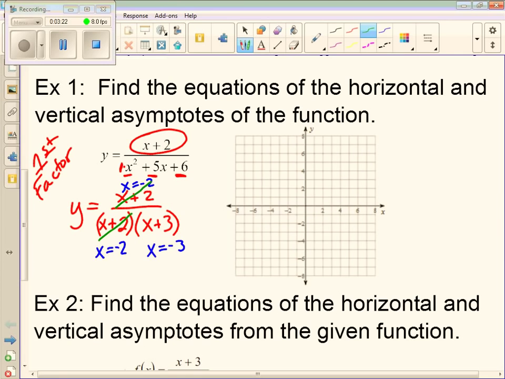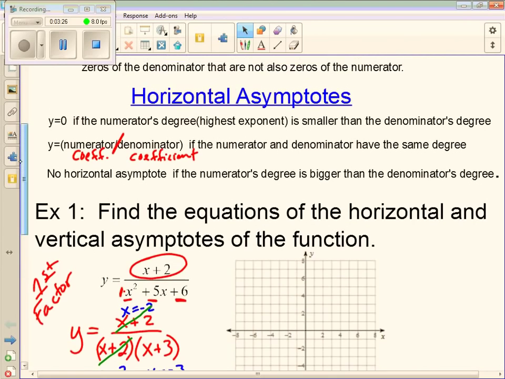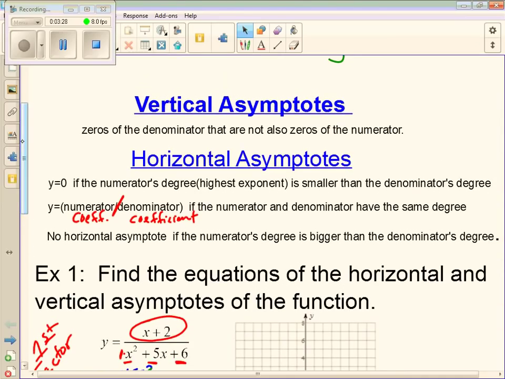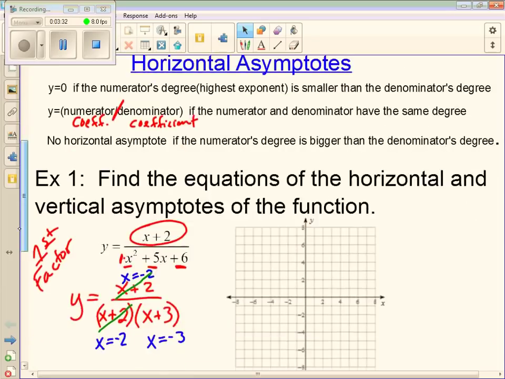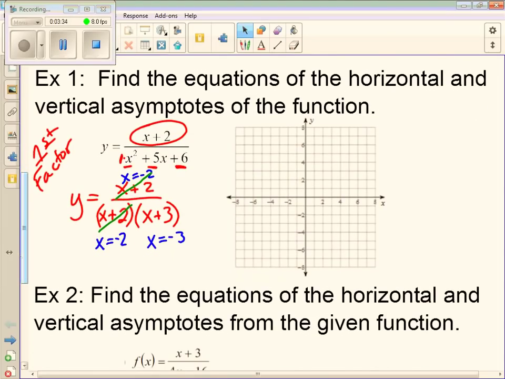So what I'm looking for in a vertical asymptote is the zeros of the denominator that are also not zeros of the numerator. So negative 2 is a 0 of the denominator and numerator, so we do not count that as a vertical asymptote. But we do count x equals negative 3. This is a vertical asymptote.